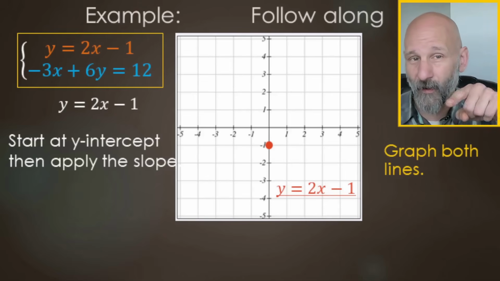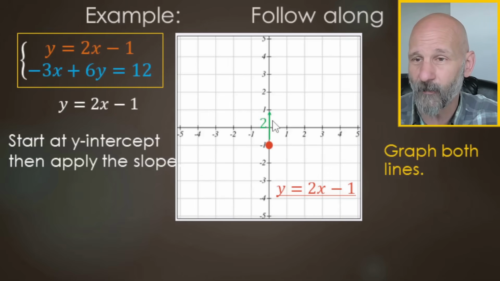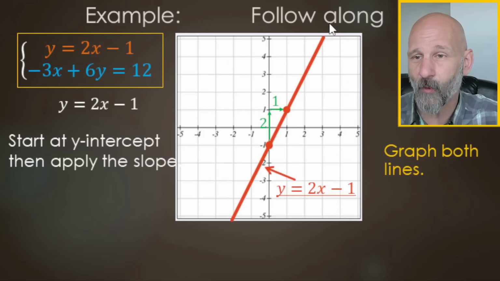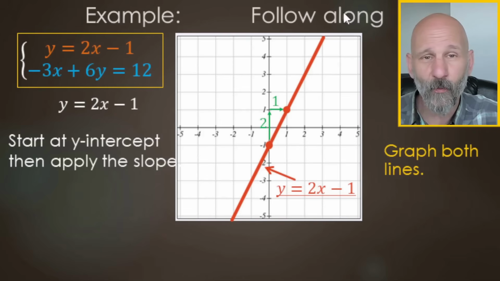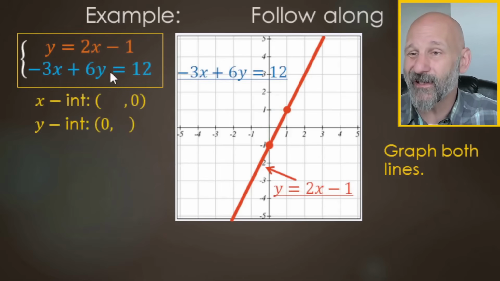So thinking rise over run, that's up 2 and right 1. So we just start here, count up 2, right 1, and there's our second point. And then after we have the second point, we can draw the line through those 2 points. Now our bottom equation, the blue one, is in standard form.